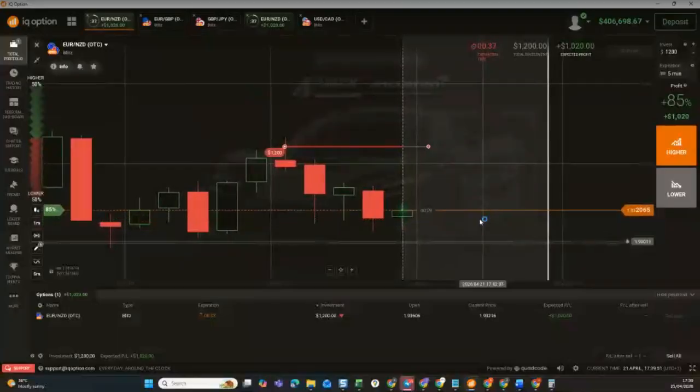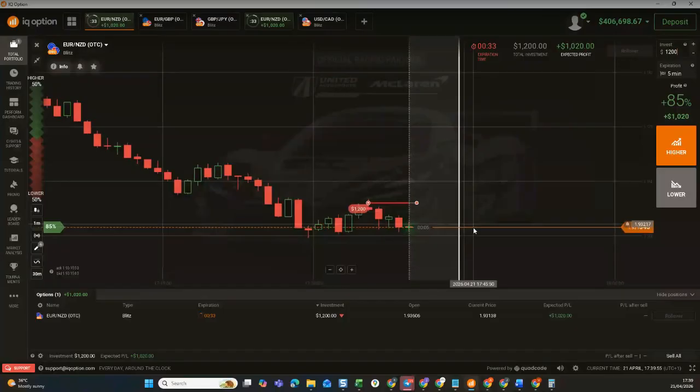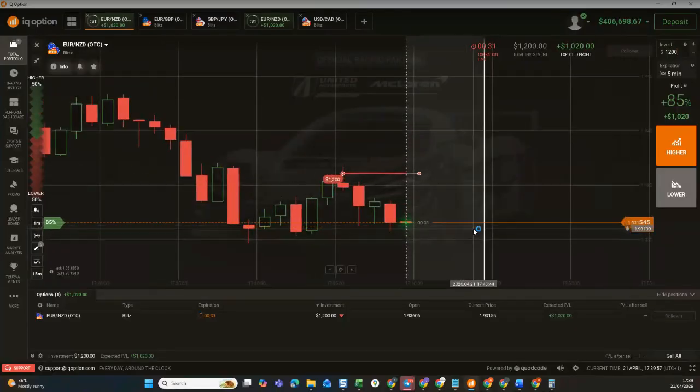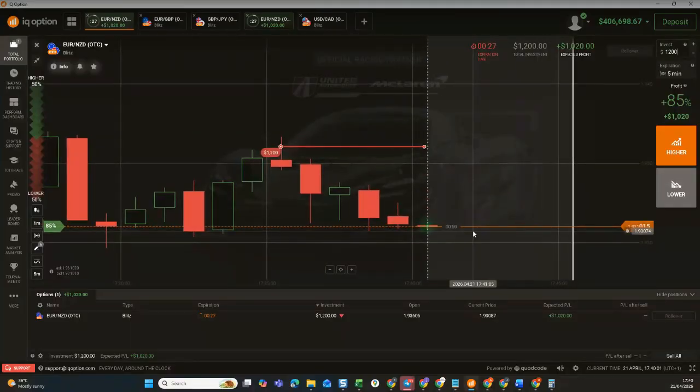So we have 30 more seconds to go to seal the win for this second signal, which is on Euro NZD. So let's see how it goes. 30 more seconds.